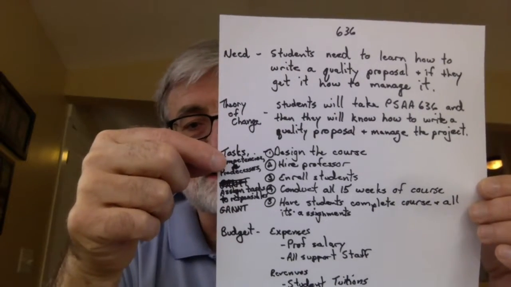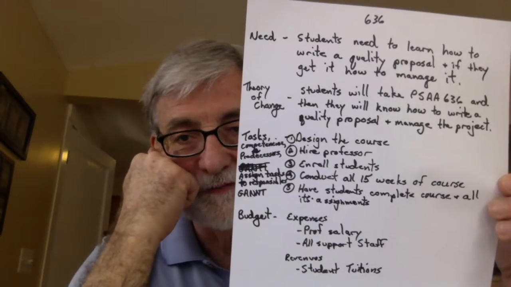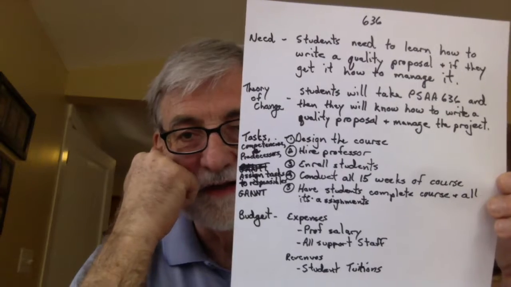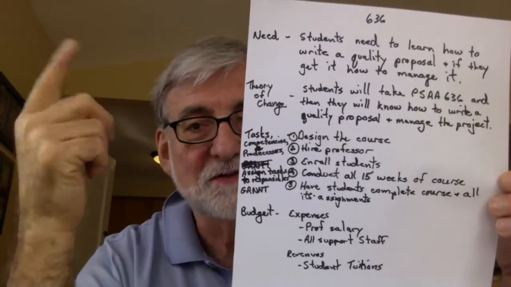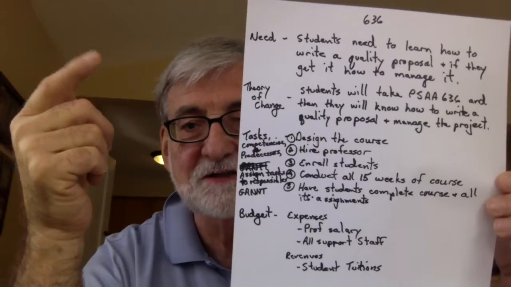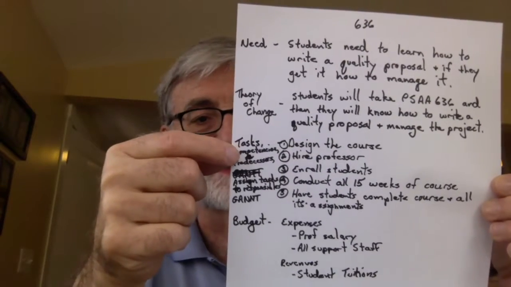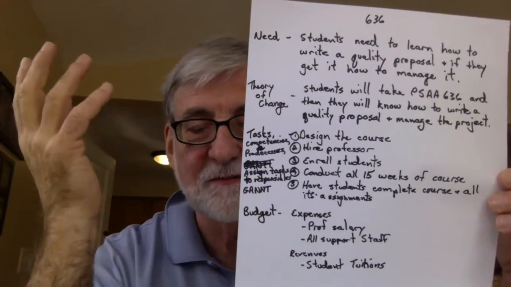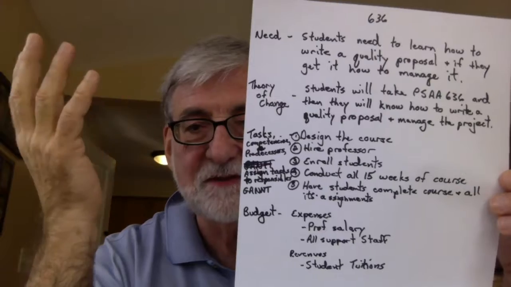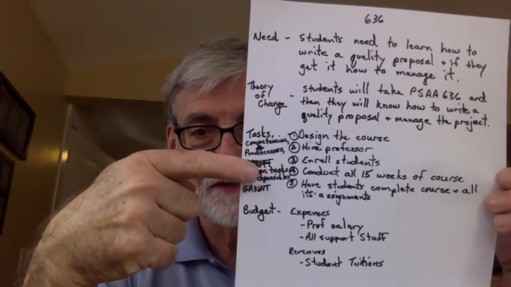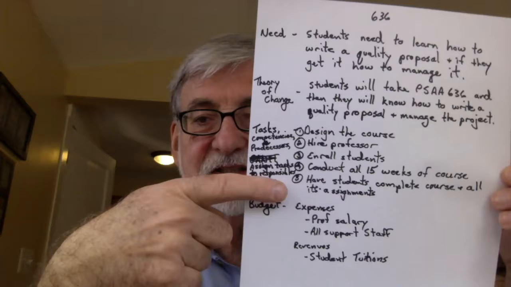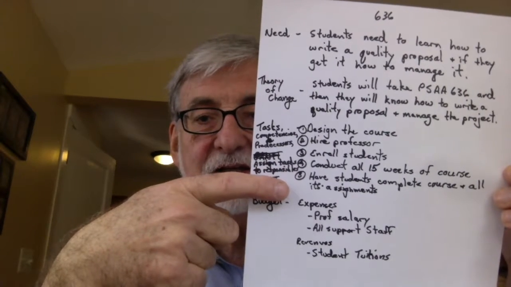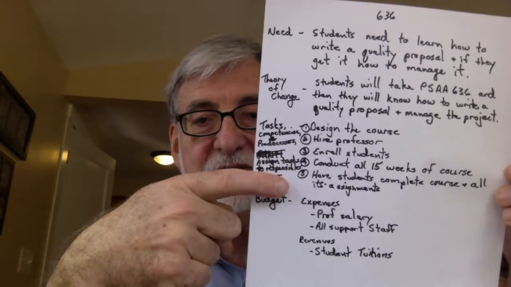Okay, but now let's get into some details. In order to have students take the course and come out the other end knowing how to write a quality proposal and manage the project, what do we have to do? Well, this is a very simplified list of tasks. You have to design the course, you have to hire a professor, have to enroll students, you have to conduct all 15 weeks of the course, you have to have the students actually complete the course and all of its assignments, and hopefully then at the end, the change will have occurred.